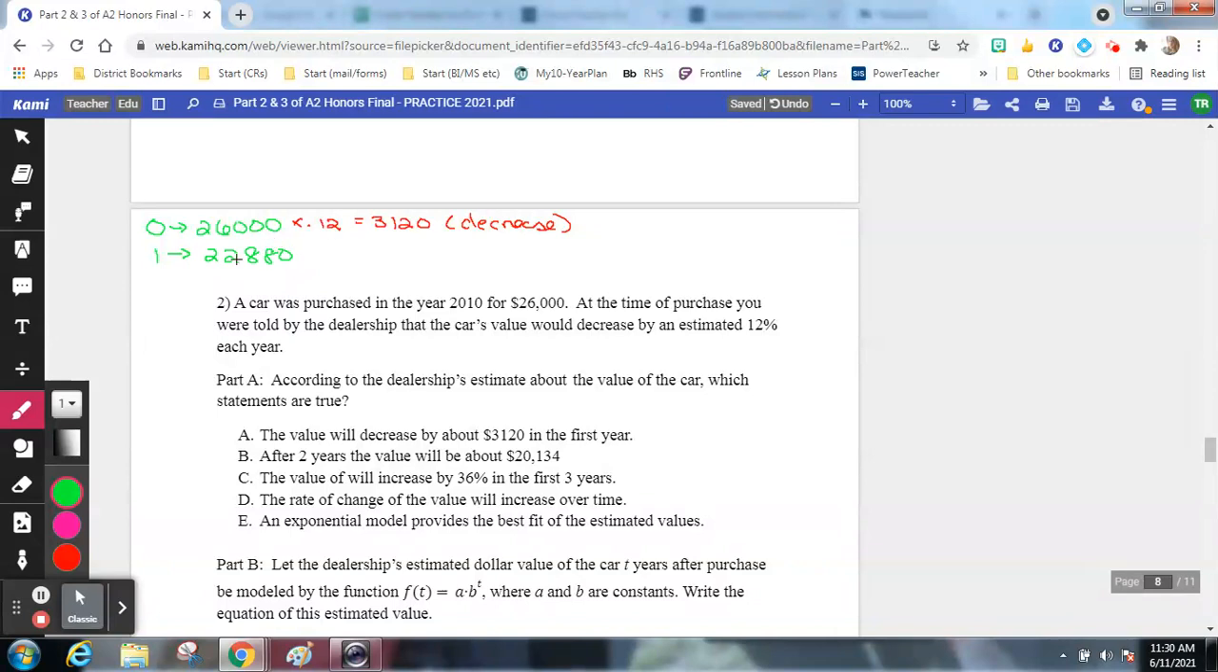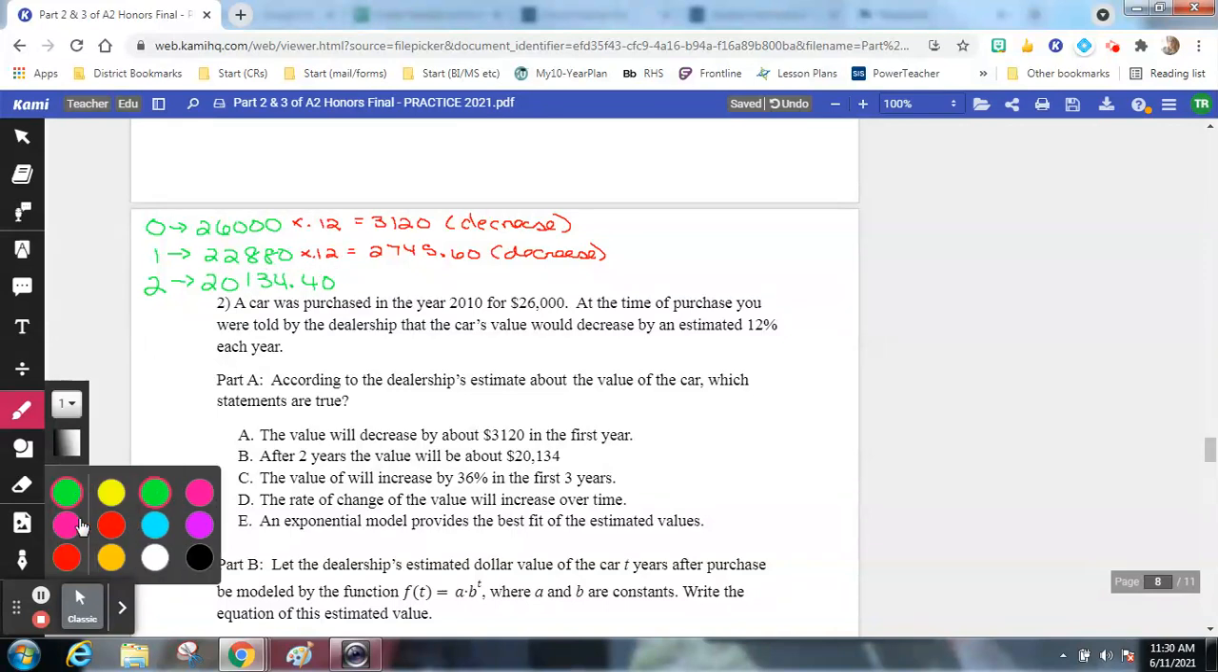That's year 1. To figure out year 2, I have to do the same thing. I have to multiply year 1's value by 0.12. I'm going to get 2,745 and some change. So that's the decrease for year 2. So I'm going to take 22,880, subtract 2,745 and 60 cents, and I end up with 20,134 and 40 cents. Okay, and again, I can keep going, but I'm going to stop there and start looking at my options.